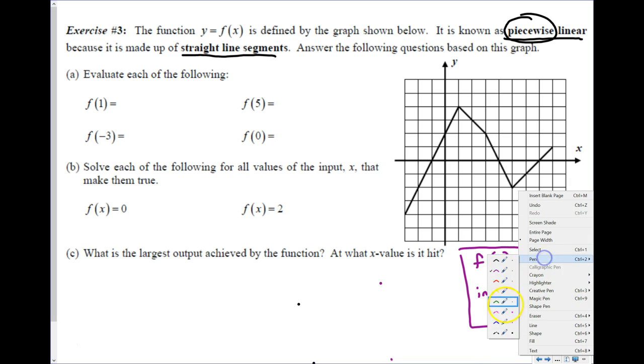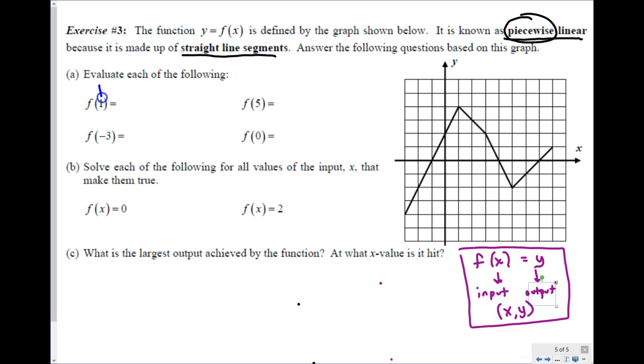So when I look at my first letter A, I know that x is 1. So I'm going to go find out where on my grid x is 1. X is 1 right here. There's x equaling 1, and I'm going to go up, up, up, up, up. And what's y equal? Y equals 4. So at f of 1, y is going to be 4.